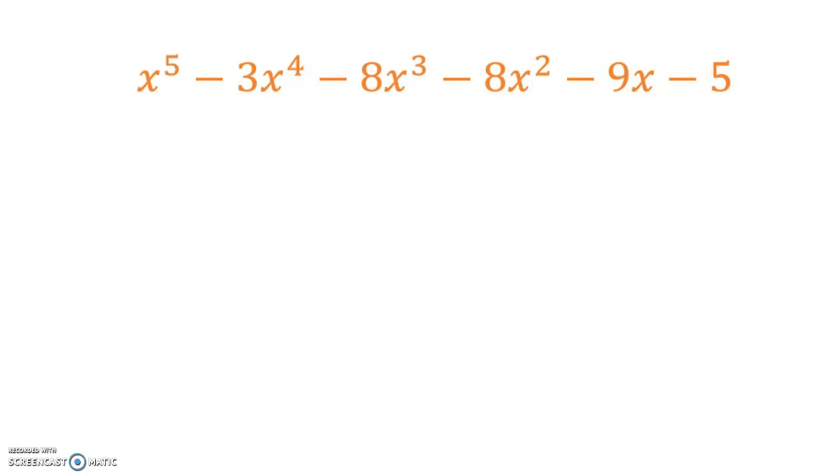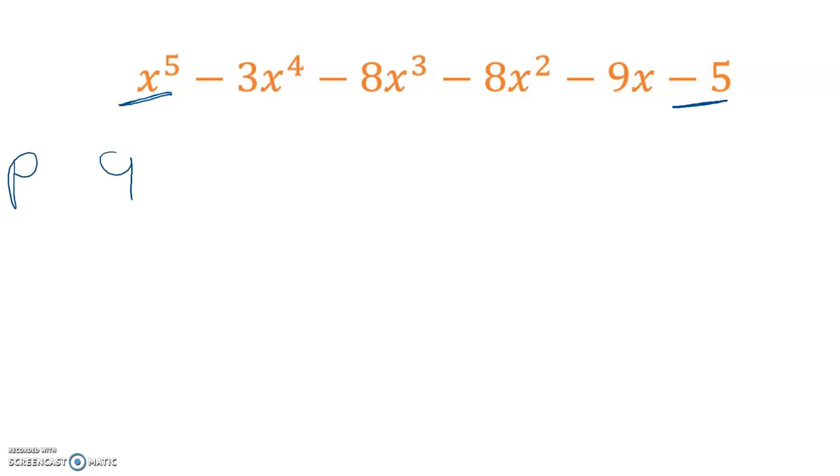So here we have an example of a fifth order or quintic polynomial, and we want to find all the roots. Now if you have a look at it, we can't really use factoring or grouping or any of those methods, so we need to have a look at the rational root theorem. Now what that entails is finding the factors of the leading coefficient and the factors of the constant.